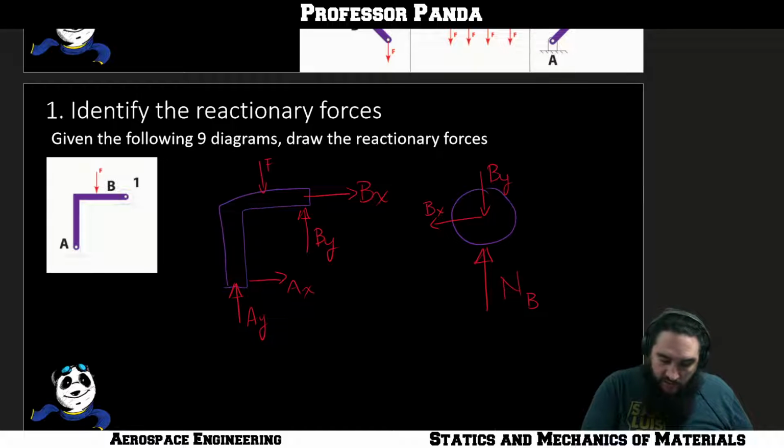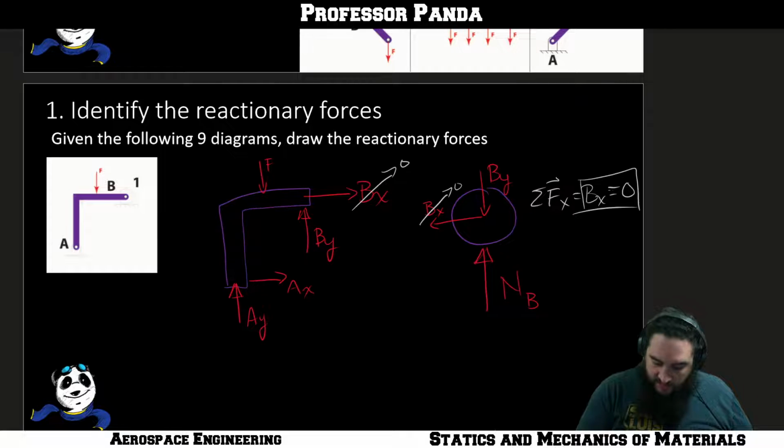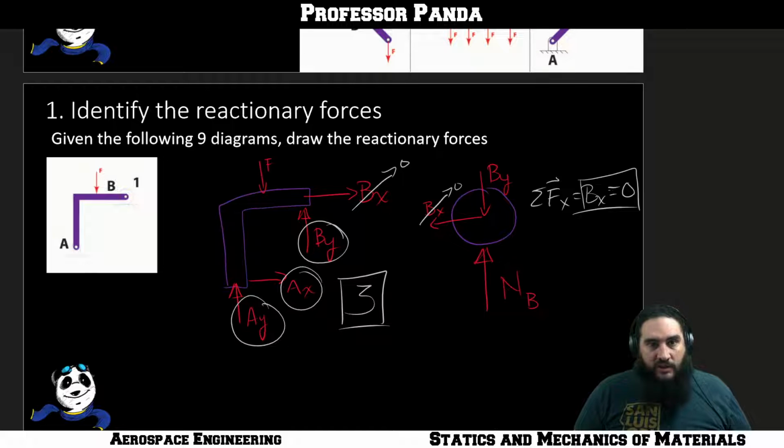And if we go ahead and use Newton's second law in the X direction, we see that BX, and there's nothing else to oppose it, so we're going to call that equal to 0. So this one does not exist, therefore this one does not exist. And so for this problem, we should only have 1, 2, 3 reactionary forces. Okay, move on to problem number 2.